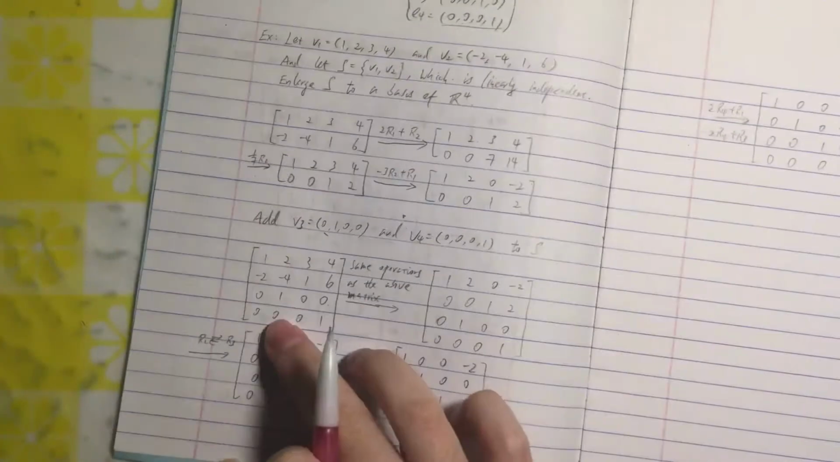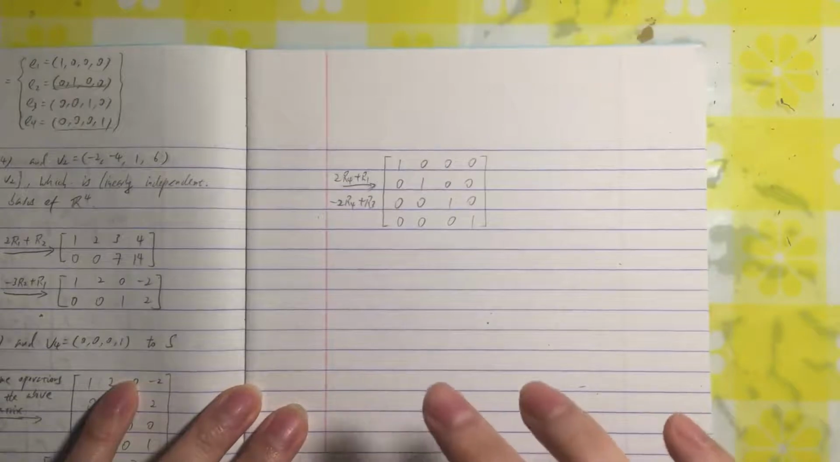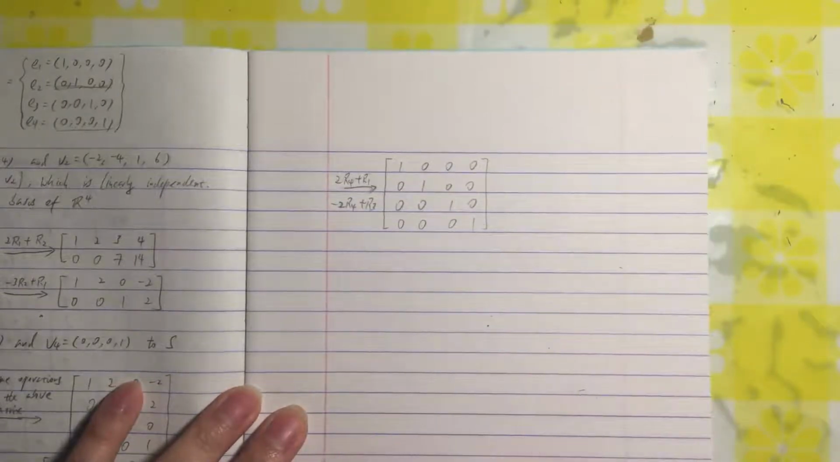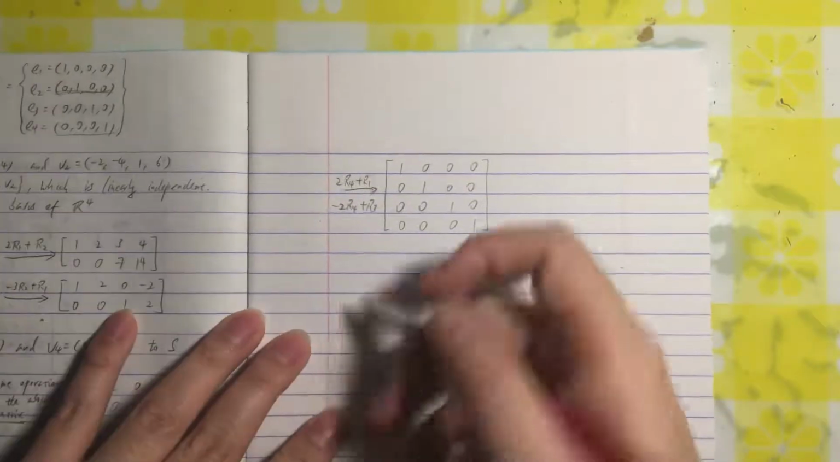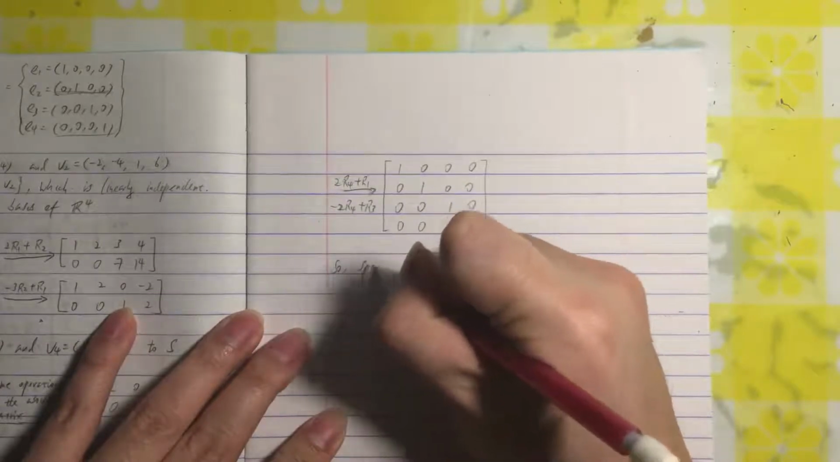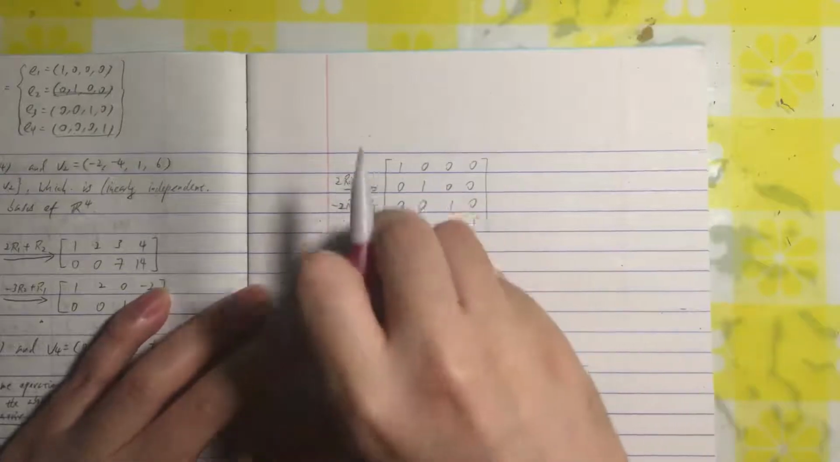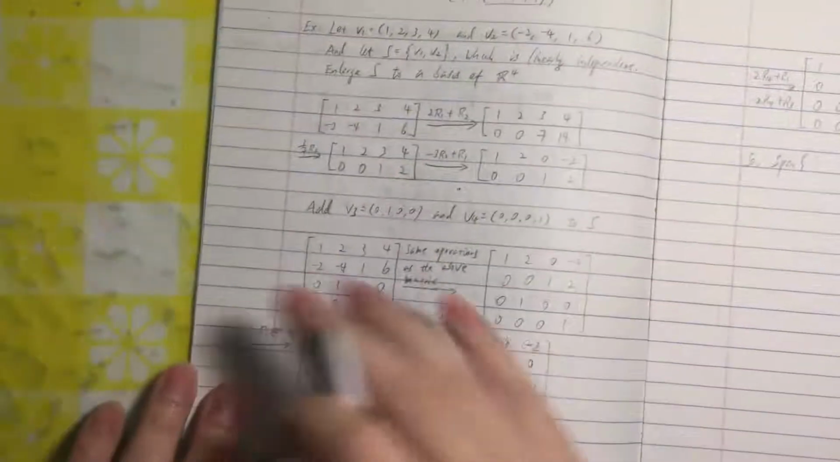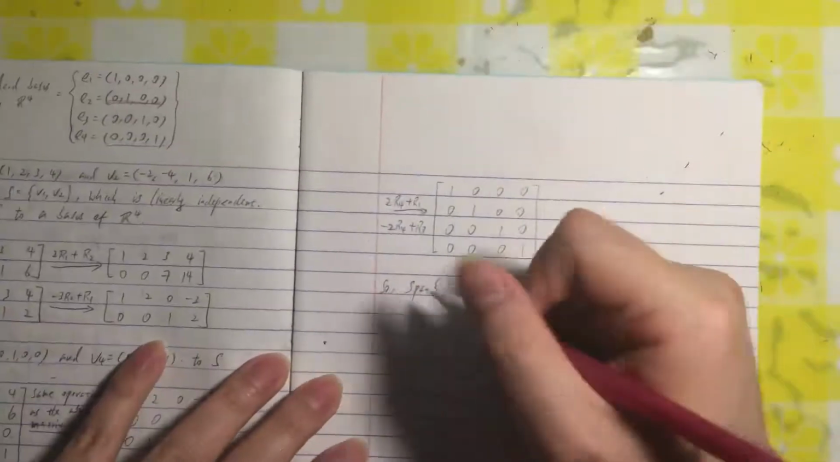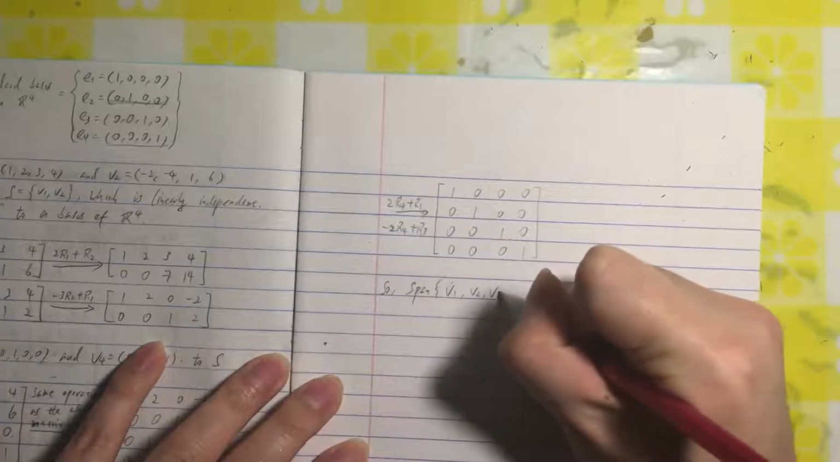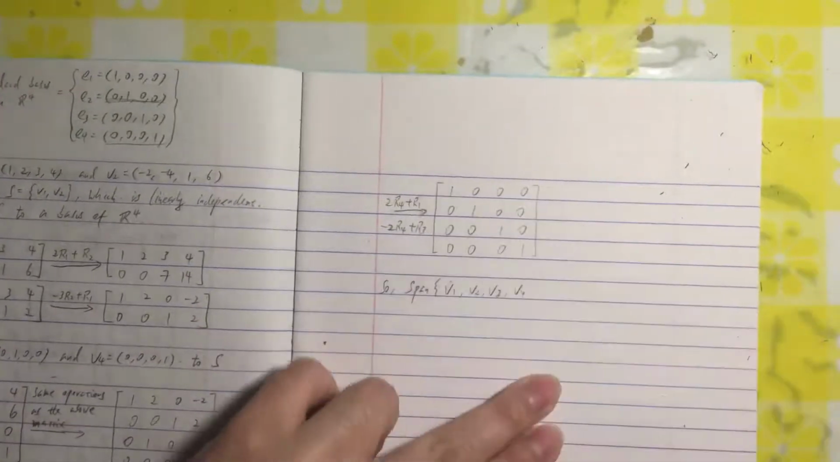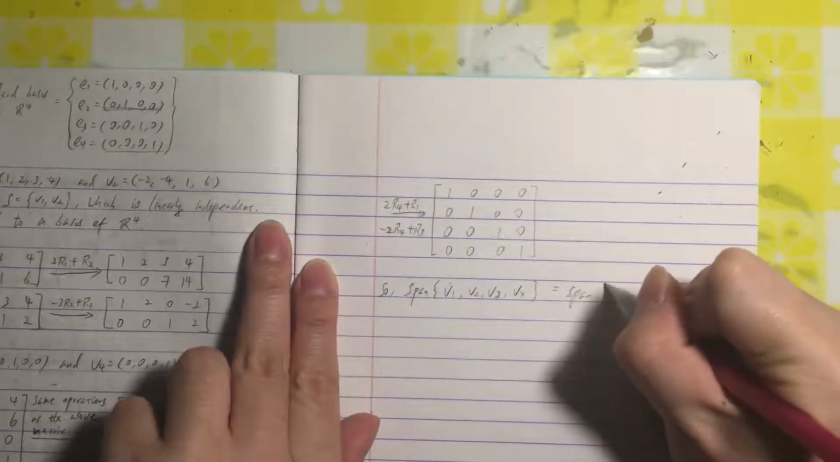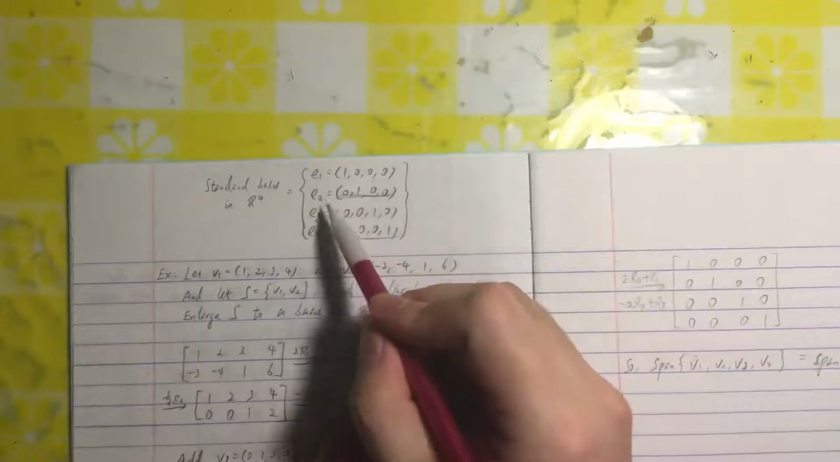That's the reduced row echelon form of this matrix. Then, by an earlier theorem, we know that performing elementary row operations won't change the row space. So according to the earlier theorem, the span of these 4 row vectors v1, v2, v3, v4 is the same as the span of these 4 row vectors. And these 4 row vectors are e1, e2, e3, e4.